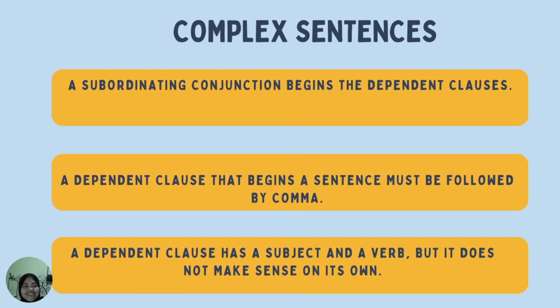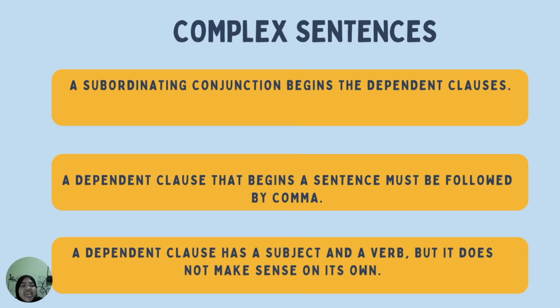In complex sentences, a subordinating conjunction begins the dependent clauses. And a dependent clause that begins a sentence must be followed by a comma. So, if a sentence begins with a dependent clause, or a dependent clause is put in the front of a sentence, it must be followed by a comma. And a dependent clause has a subject and a verb, but it doesn't make sense on its own. That is why it's called a dependent clause.